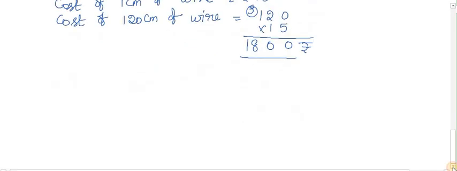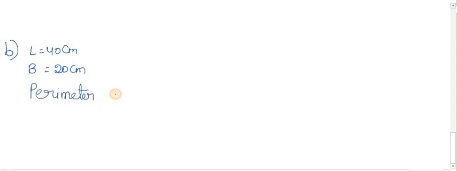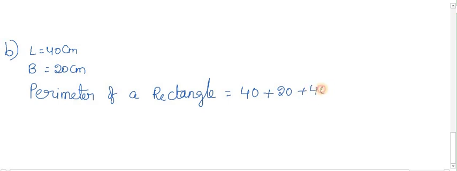Okay. So now we already saw the rectangle, the second picture. Length is equal to 40 centimeters. Breadth is equal to 20 centimeters. Now we are going to find the perimeter of this. Perimeter of a rectangle is equal to 40 plus 20 plus 40 plus 20. Why did I write 40 two times? Because opposite sides are equal, and in the same way, that is the reason we wrote 20 also 2 times.